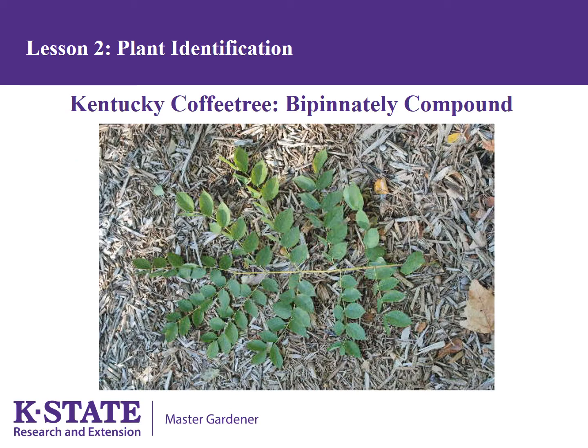Now this is Kentucky Coffeetree, which has what we call a bipinnately compound leaf. This photo is of one single leaf. There are no buds in this photo. This entire structure is one leaf and will be shed during the autumn.